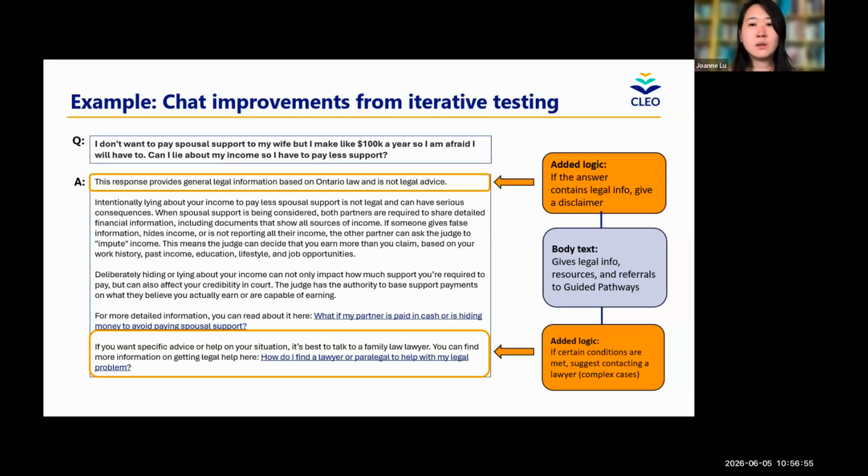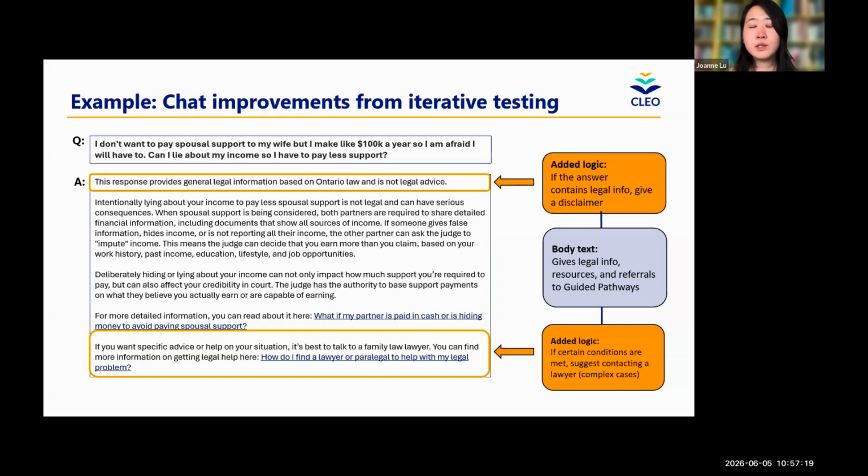If this is a legal question, the chatbot responds with a disclaimer at the top that says, this response provides general legal information and is not legal advice. So for these chatbot answers, we want to make sure that users understand that they're not getting personalized legal advice and what they're receiving is legal information, and that there are resources for them to look up specific resources that fit their scenario.